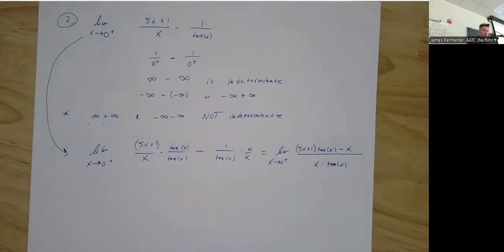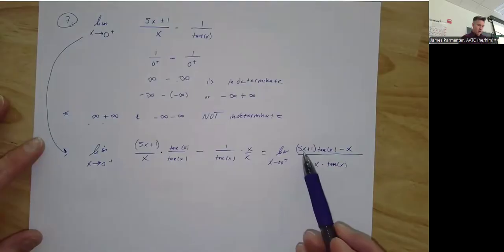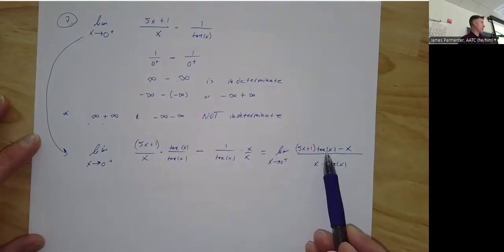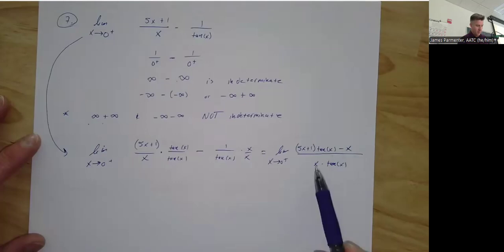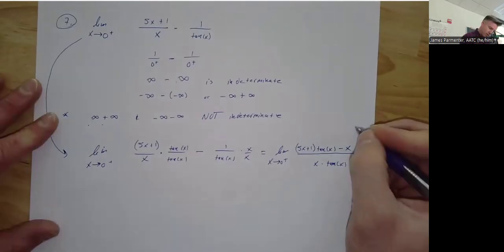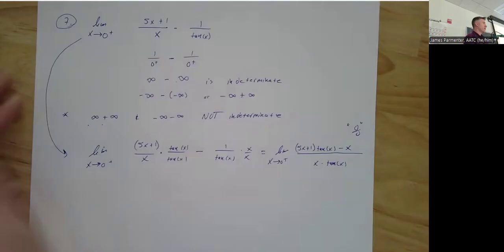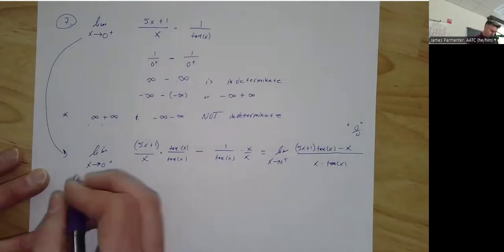Let's check. If you plug in 0, 0 plus 1 is 1 times tangent of 0, which is 0. So we get 0 minus 0 over 0 times 0. So yeah, it's definitely a 0 over 0 type. So great. This is probably going to be ugly, but let's use L'Hopital's rule and see what happens.